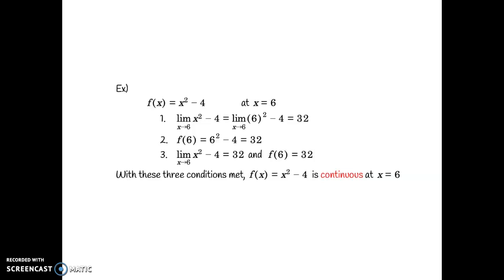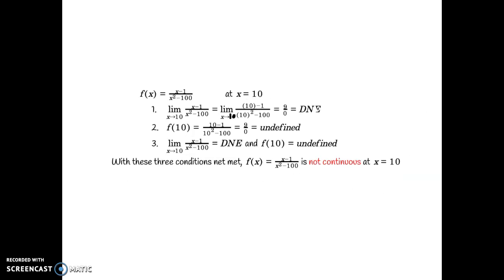So let's take a look at an example here. We have the function x squared minus 4 at x equals 6, and we're trying to find out if the function is continuous at x equals 6. So we take the limit, and we plug in 6, and we get 32. We get f of 6, and we get 32. Since the limit and f of 6 are equal to each other, the function must be continuous at x equals 6.